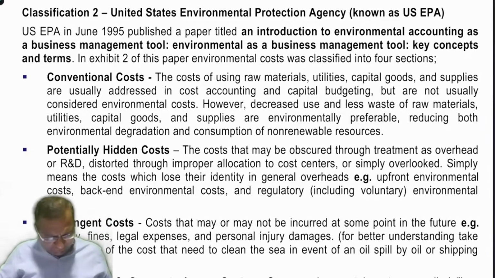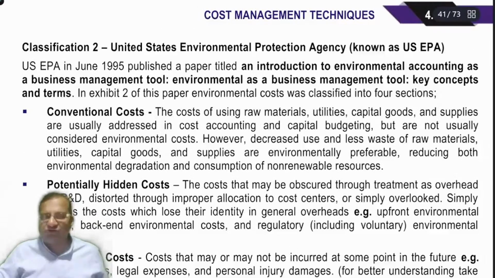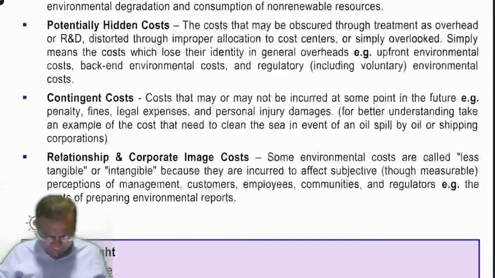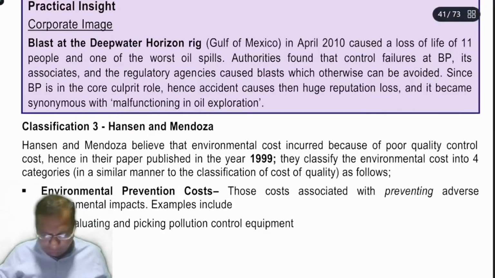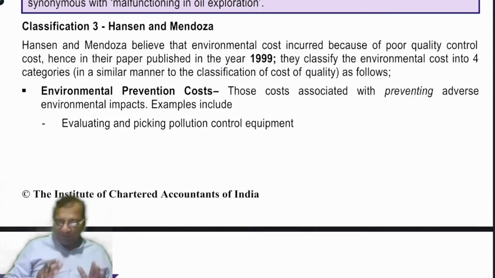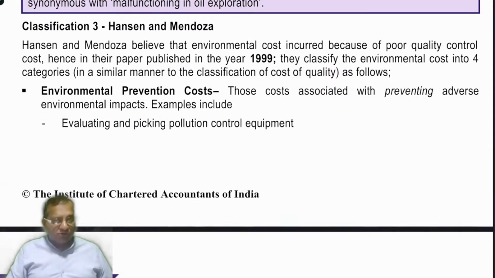Okay, beta, I think it's very clearly given. No need of any explanation in classification number 2. Can I move further? Okay. Now this is very, very important. I think the most important part of environmental cost classification out of the 4 classifications is classification number 3.